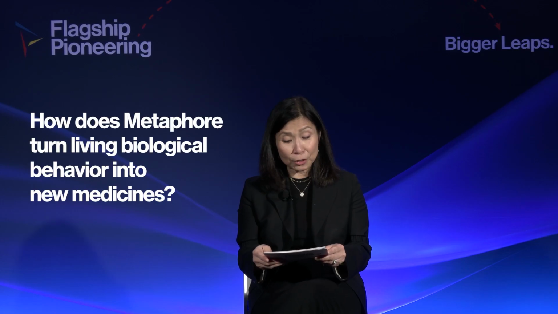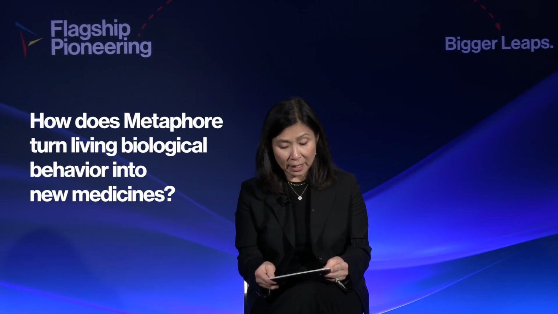How does Metaphore actually turn living biological behavior into new medicines? The Metaphore drug design process has 3 steps. The first step is an experimental step where we recapitulate the activity level and the engagement between a receptor and all of its binding partners in its native state. We capture all of those interactions. Actually, we capture up to 100 billion of those interactions. Each of our data sets have 100 billion data points.